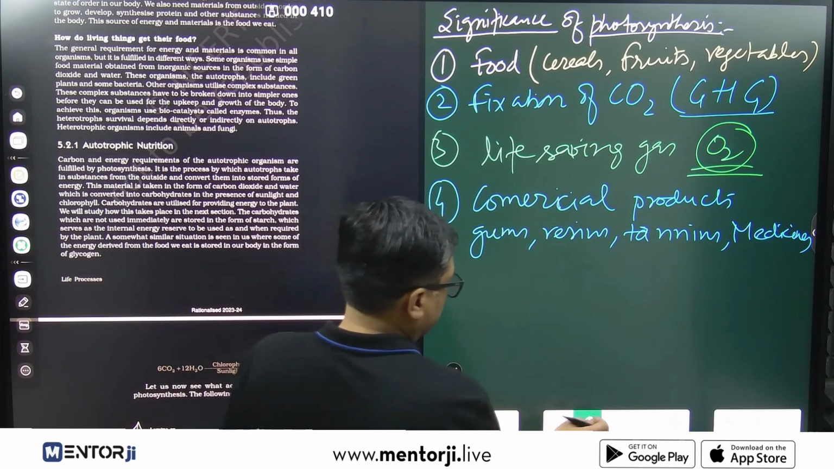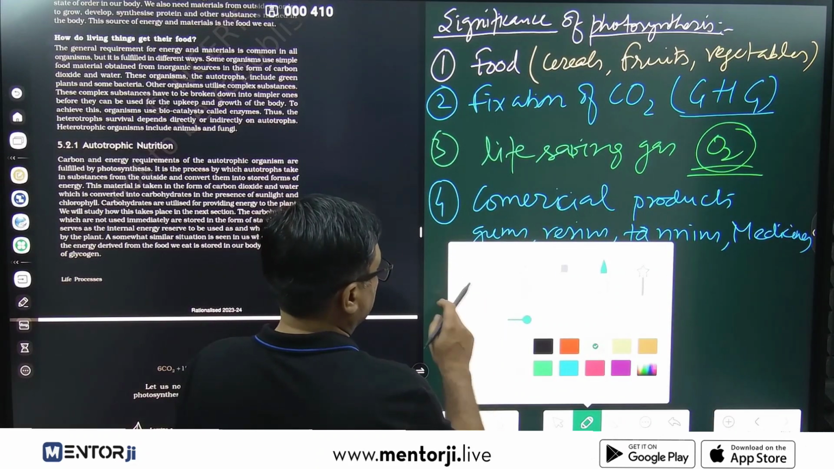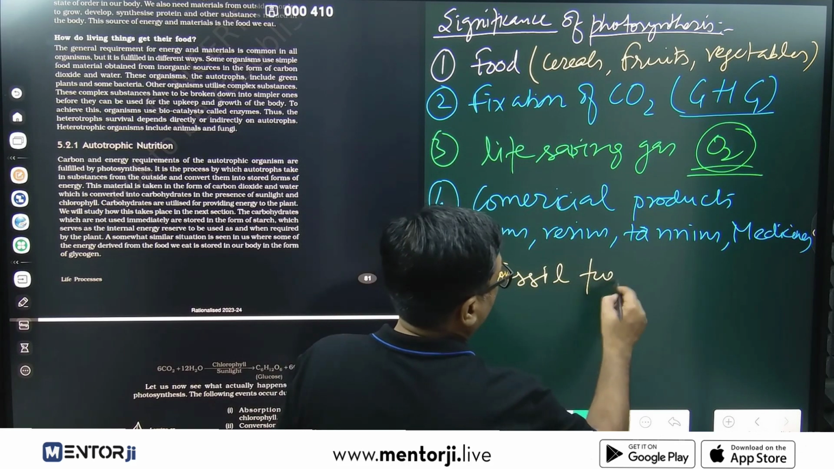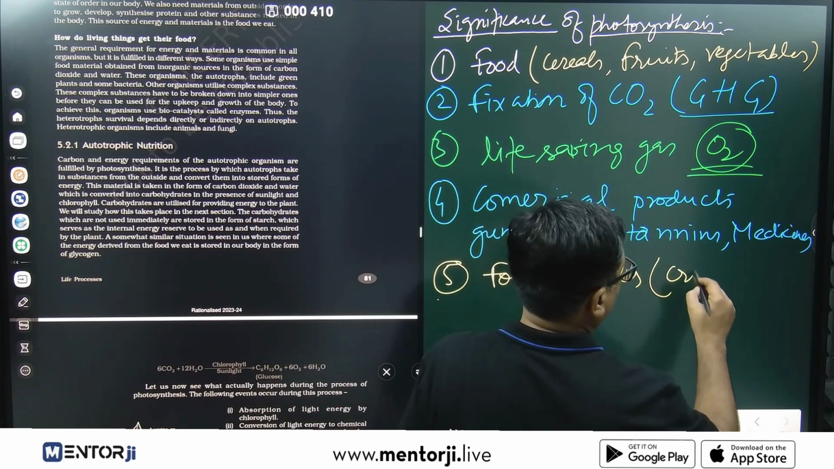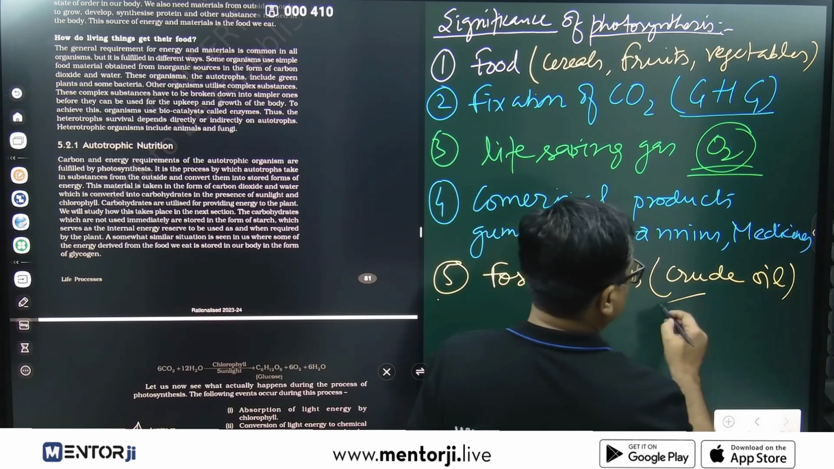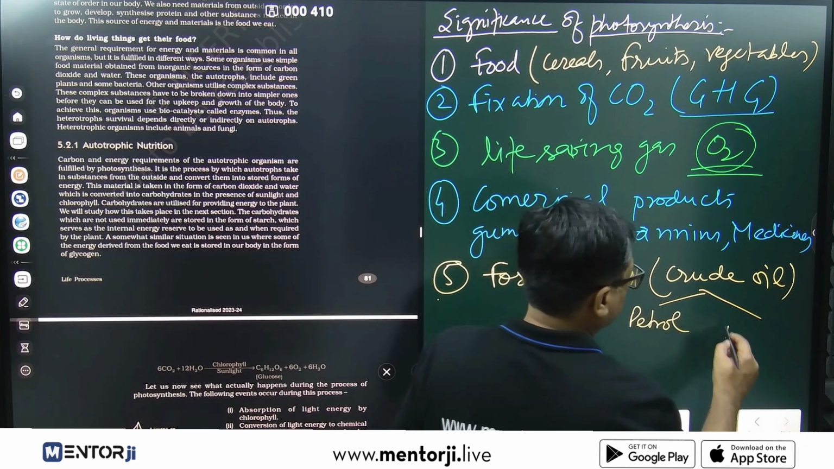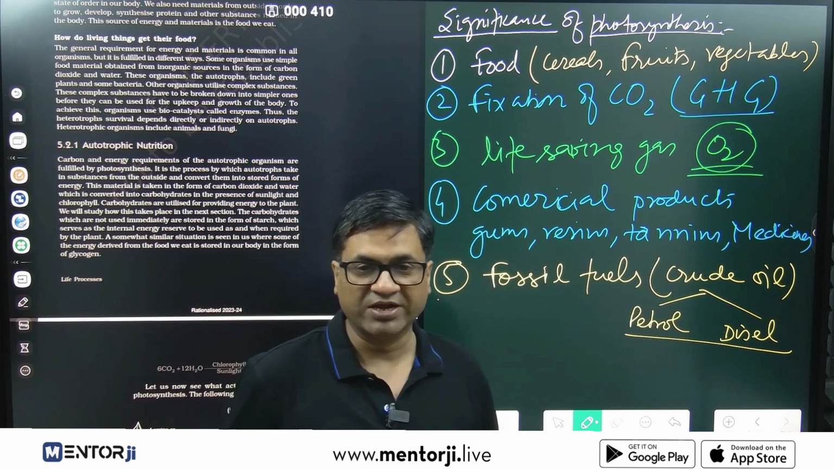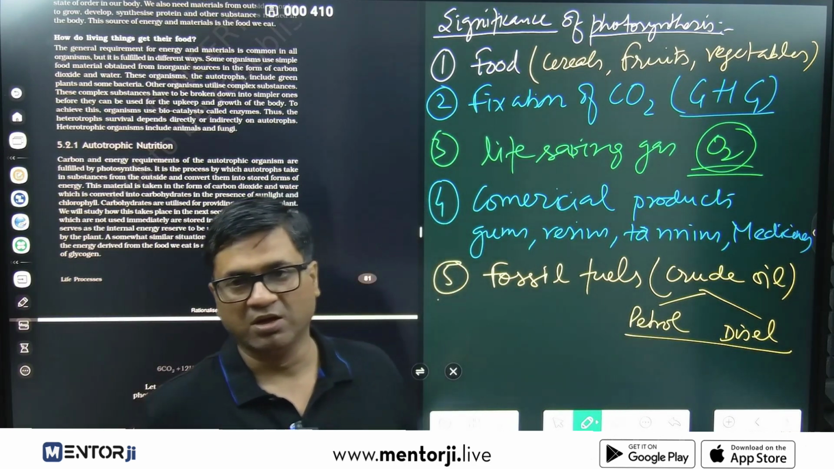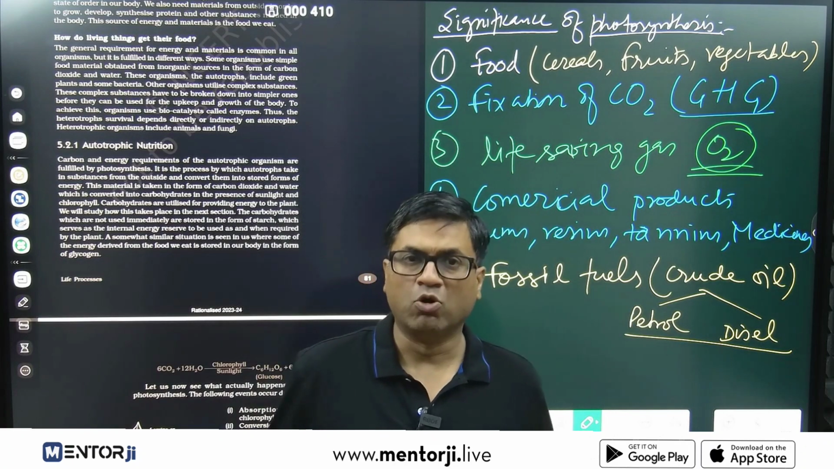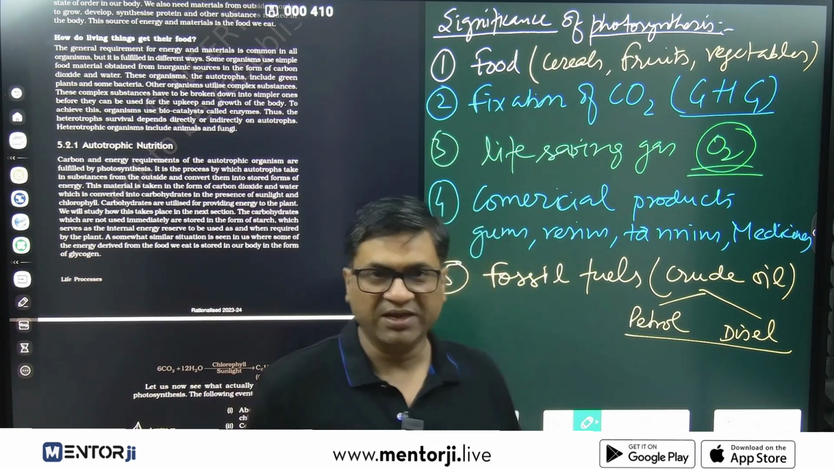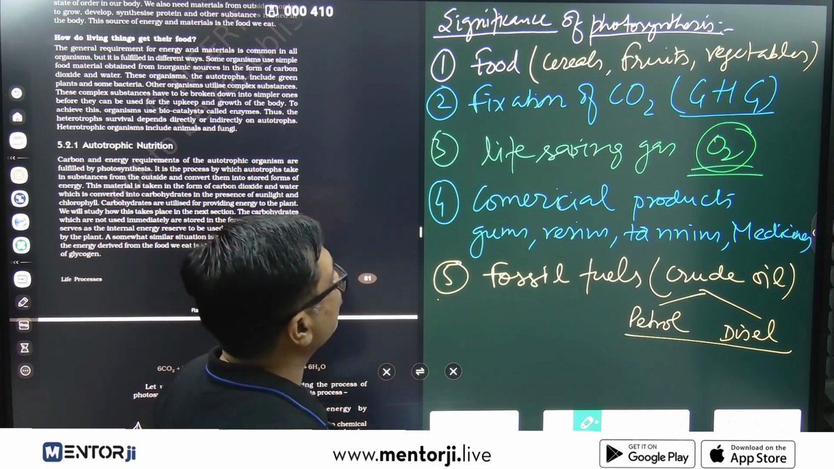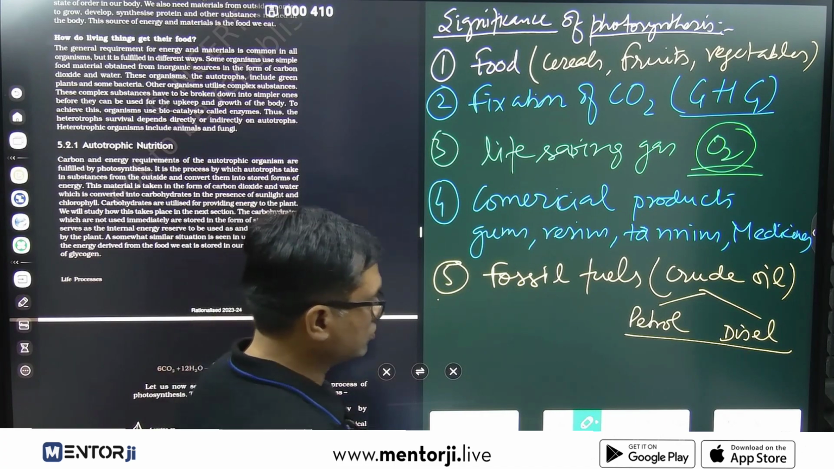Next is the fossil fuel, that is another very important concept. And fossil fuels, we all know these, this is the crude oil, और क्रूड ऑयल से आप जानते हैं पेट्रोल और डीजल, these two important fuels are there. These fuels are very necessary to move all types of mobility vehicles. So these are very necessary. So all these are the outcomes of significance of photosynthesis.